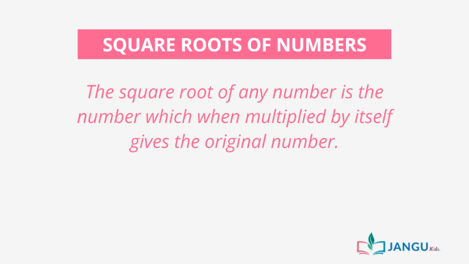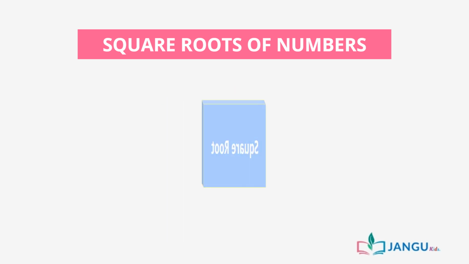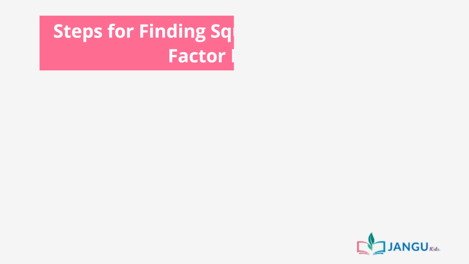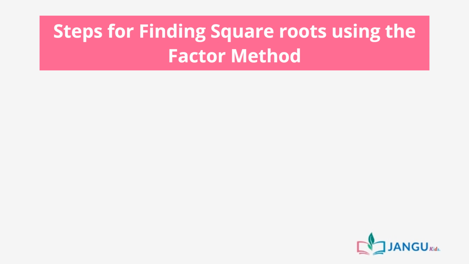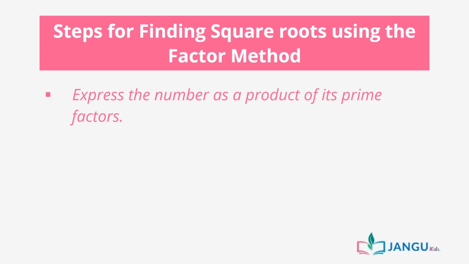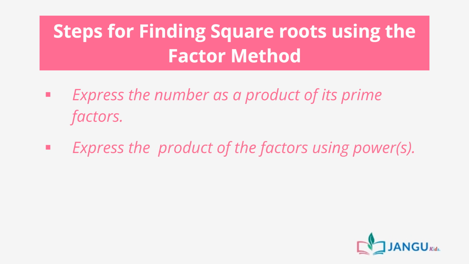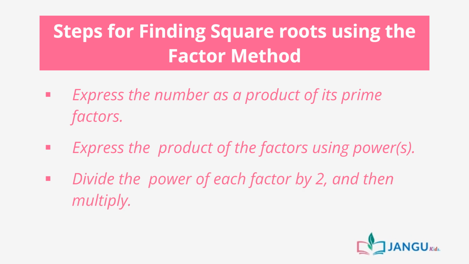Next, we learn about square roots. The square root of any number is the number which, when multiplied by itself, gives the original number. Simply put, square roots are the opposite of squares. We're going to learn how to find square roots of perfect squares using the factor method. To do that, all we need to do is follow these simple steps. Express the number as a product of its prime factors. Express the product of the factors using the powers. Divide the power of each factor by 2 and then multiply. The result obtained is the square root of the original number.